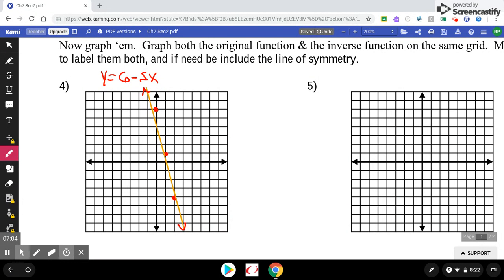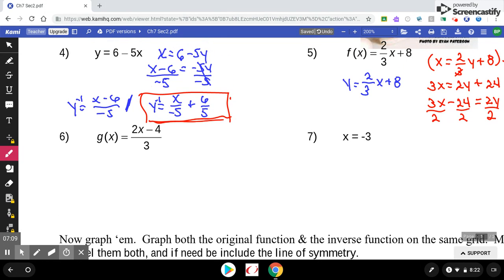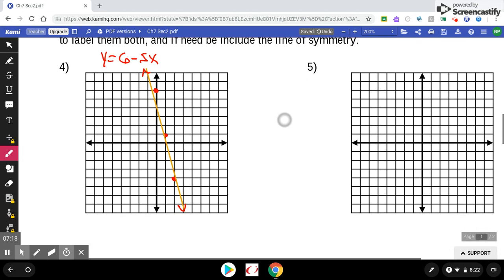Okay, now you could use the equation that we did. Let me go back up here a minute. So this guy right here, that's going to be the inverse equation, the graph. But as you can see, it's got a fraction. Hey, how am I going to graph a y-intercept for that guy? So I'm going to come down here. I'm going to do this instead.